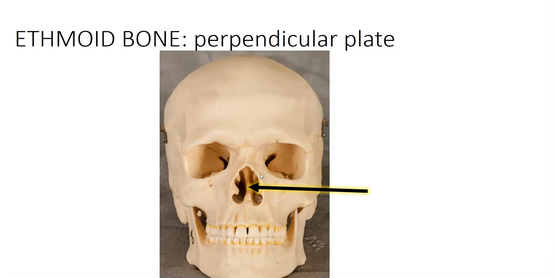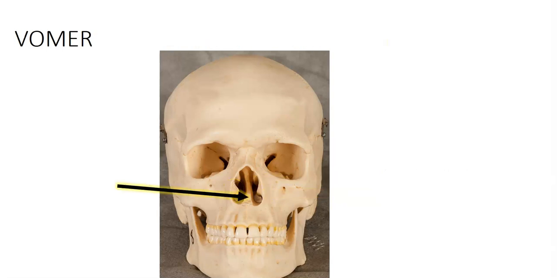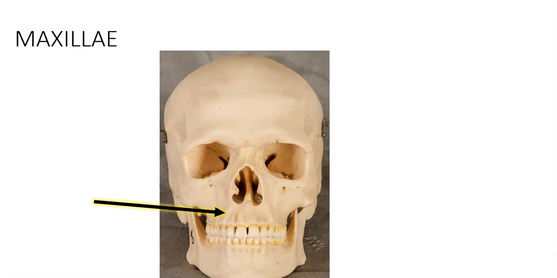So we call it the nasal septum. Here is the inferior nasal concha and the middle nasal concha. Again, on this side, middle and inferior nasal concha. This is the vomer, which forms the bottom of the nasal septum. Here's the nasal bones, one on each side, and the maxilla.